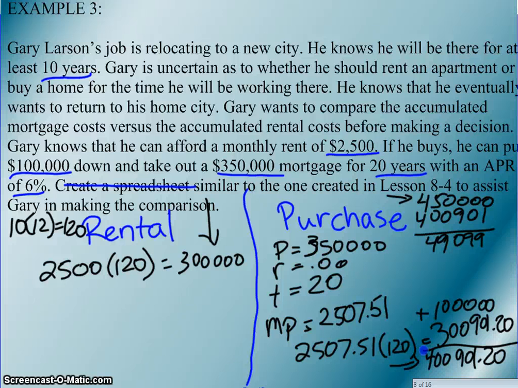Well, all of a sudden, 300 versus 350. And again, that's assuming that it does not go up in value. And many times it does go up in value. So he's going to get a good portion of that back.